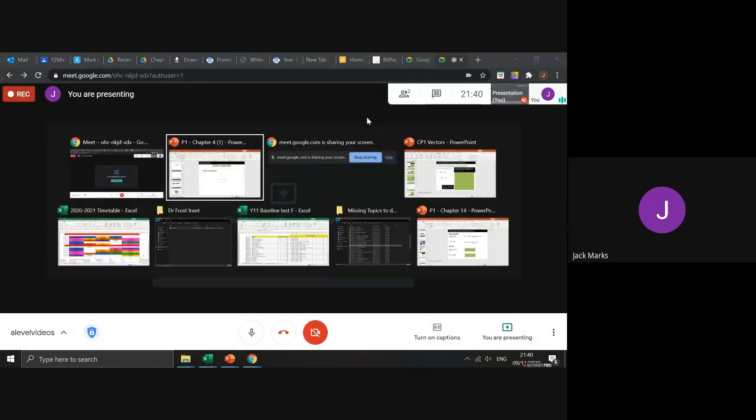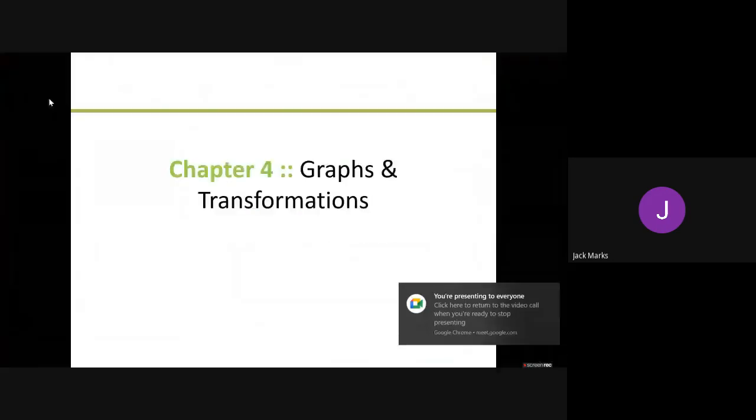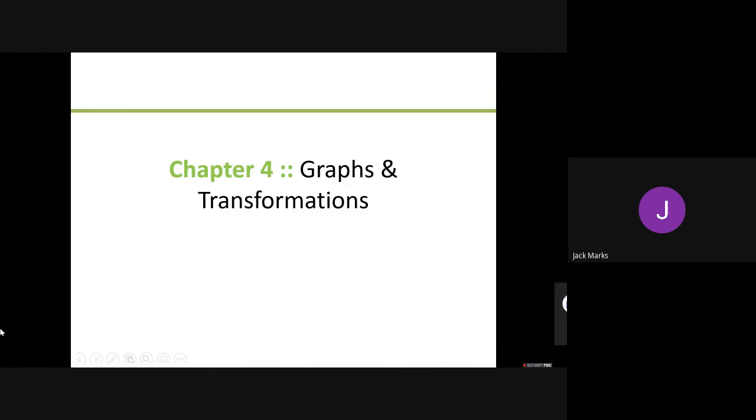Okay, so we're going to take a look at chapter 4. Chapter 4 is called Graphs and Transformations, and lots of the skills in this one are related to what you did in chapter 3. So in chapter 3, we talked about solving simultaneous equations graphically.